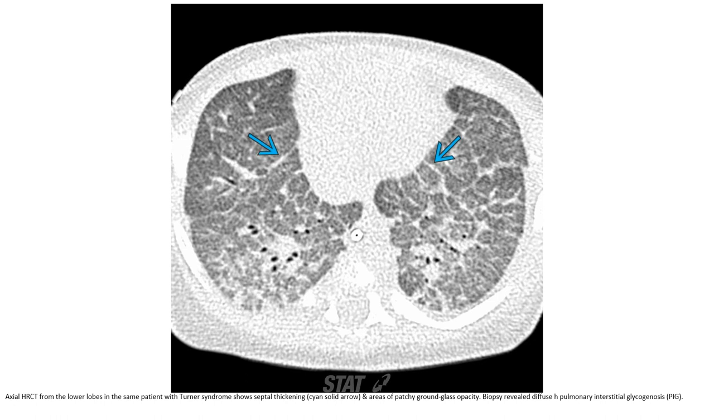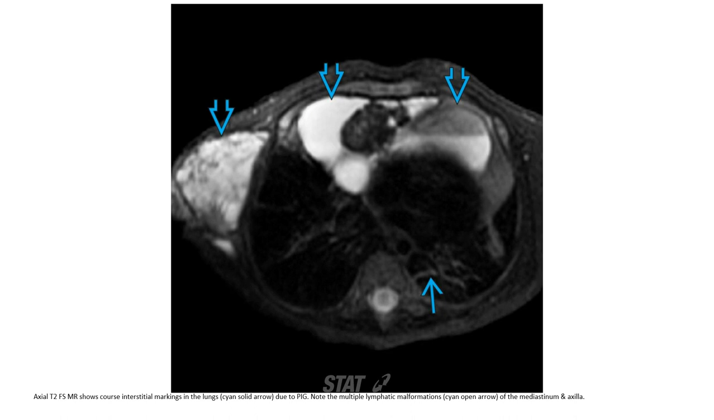Biopsy revealed pulmonary interstitial glycogenosis. Another case shows abnormal interstitial markings in the lung due to pulmonary interstitial glycogenosis. Note the multiple lung cysts or malformation of the mediastinum and axon.